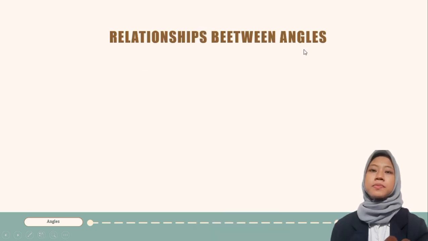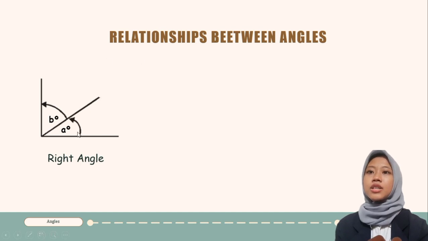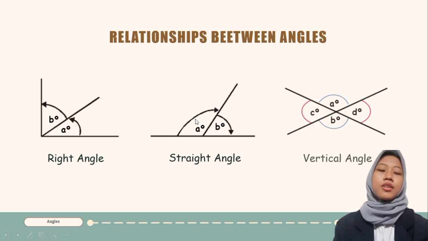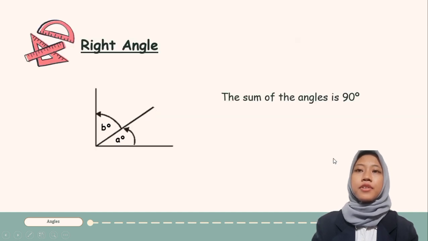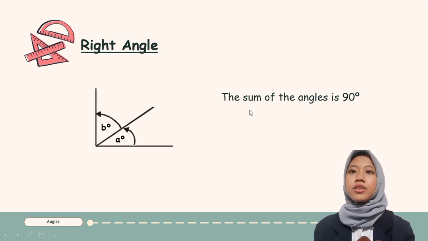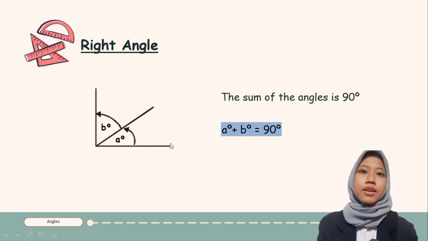Next, relationships between angles. There are three relationships between angles. The first, right angle. The second, straight angle. And the third, vertical angle. So, the first, right angle. A right angle has a sum of angles of 90 degrees. Look at this figure. So, the formula of a right angle is A degree plus B degree equals 90 degrees.